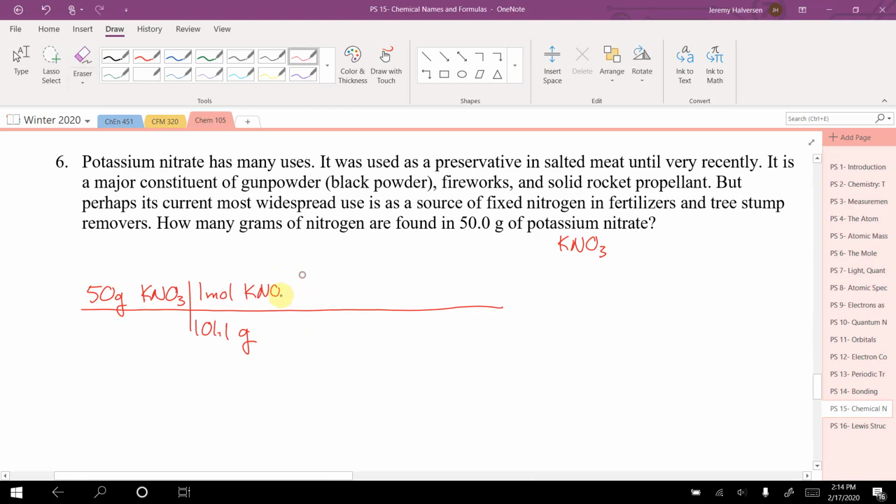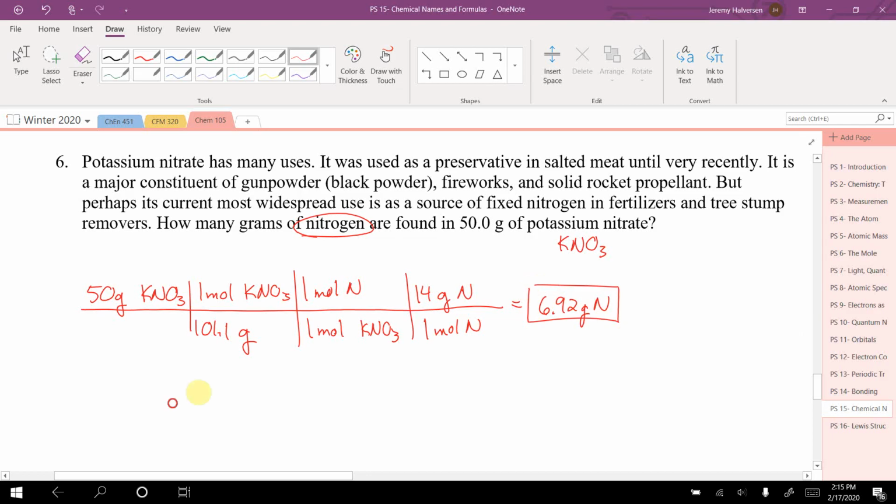And then I can say, I don't really care about potassium nitrate. What do I care about? I care about nitrogen. Well, since I'm in moles of potassium nitrate, I know that 1 mole of potassium nitrate has 1 mole of nitrogen in it. Why? Because this N has a 1 nitrogen. So if I was going to oxygen, this would be 3 moles of oxygen and 1 mole of potassium nitrate. And then I know 1 mole of nitrogen has 14 grams of nitrogen. I can plug that into my calculator, and I get about 6.92 grams of nitrogen.